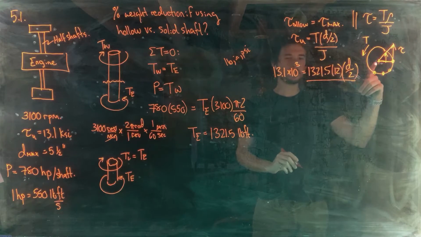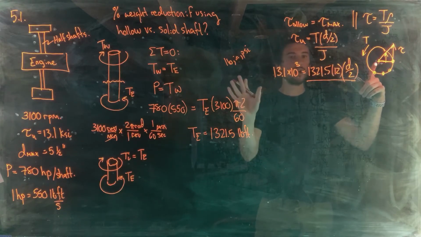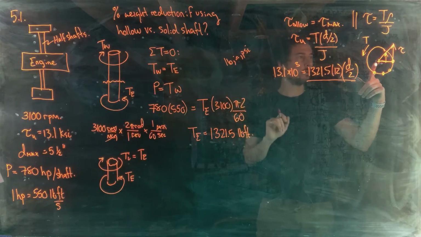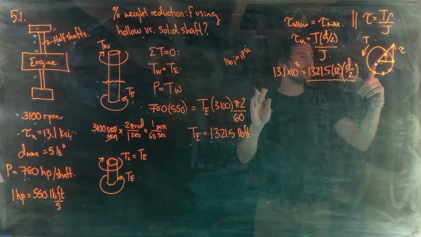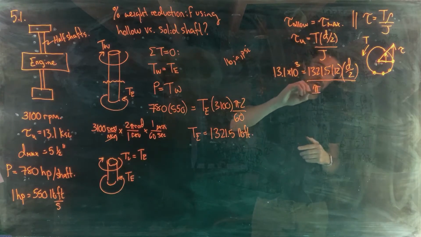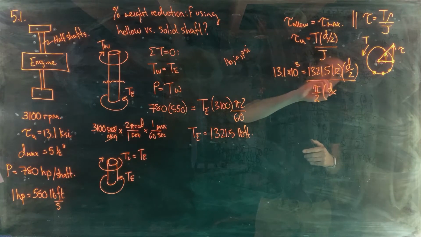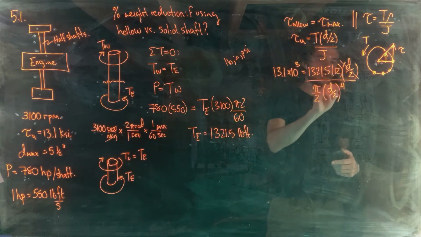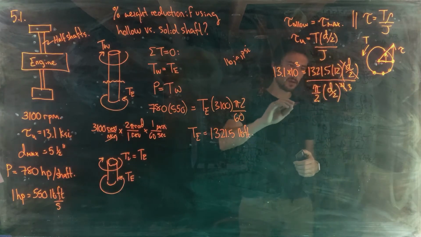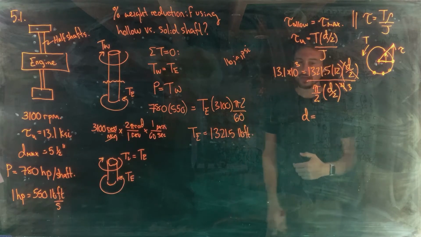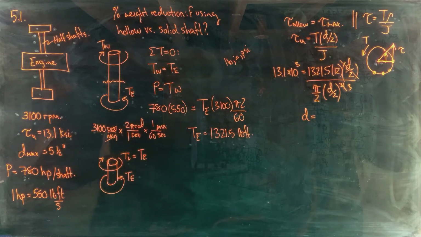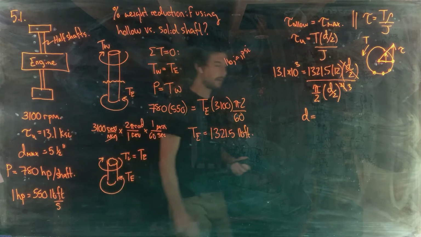J for a solid circular cross-section, the polar moment of inertia, like the moment of inertia but for torsion, is pi over 2 radius to the 4th power. So we've got pi over 2 and then diameter divided by 2 to the 4th power there. So we can get rid of that one and that one and make that one a cube. So we've got D is equal to, what did I get when I did that? 1.83 inches.